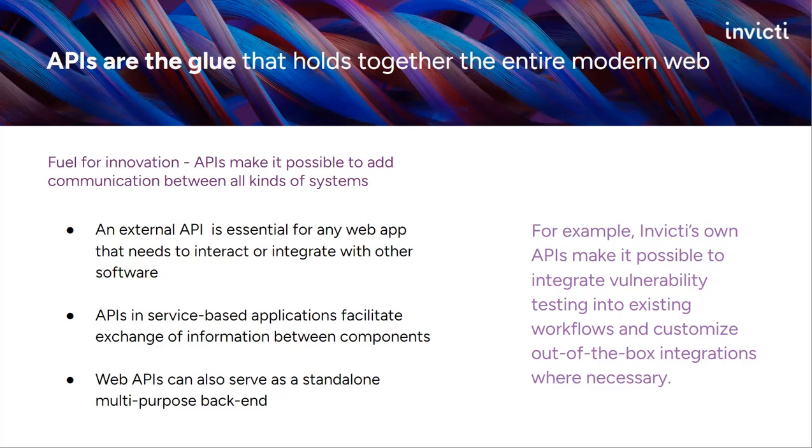You also have APIs in service-based applications. In this case, the API calls are used for communication and data exchange between application components. And then another typical use for web APIs is to provide a standalone or multipurpose backend. You can then have a single backend that serves data to many different front ends via API calls. And this is how mobile applications work, where the application is just an interface that calls back to a central backend through these APIs.